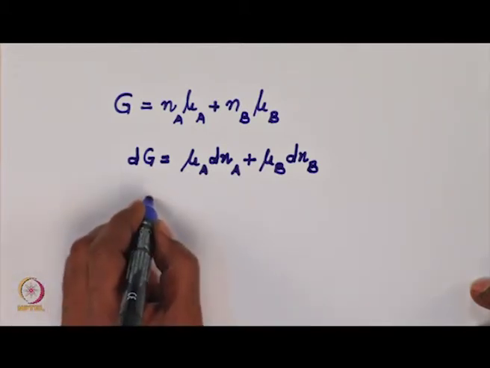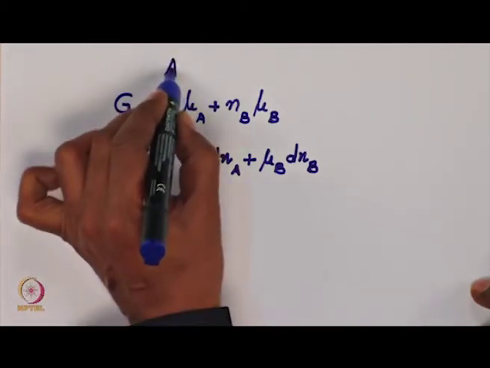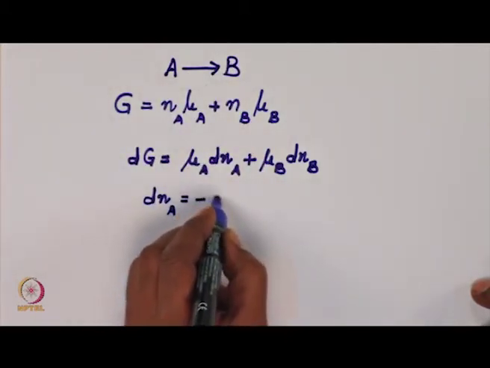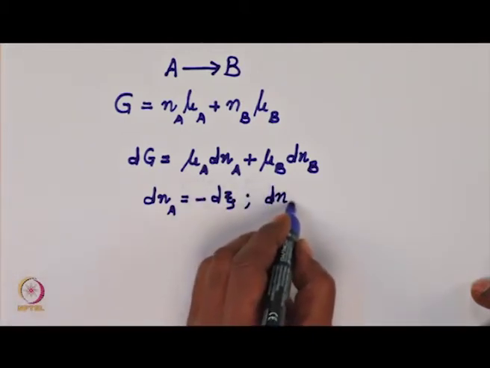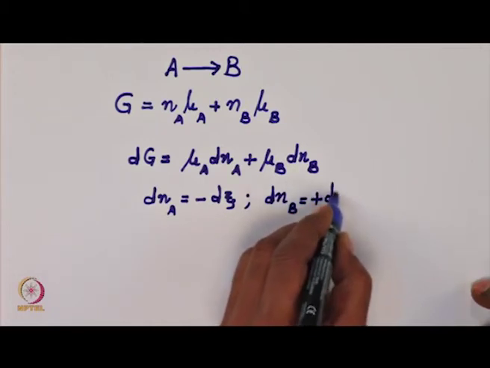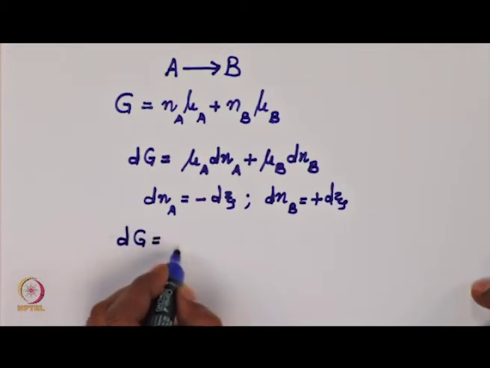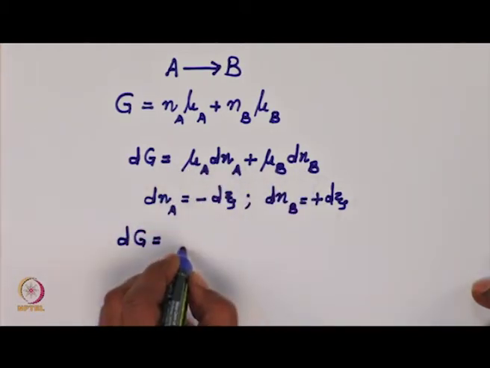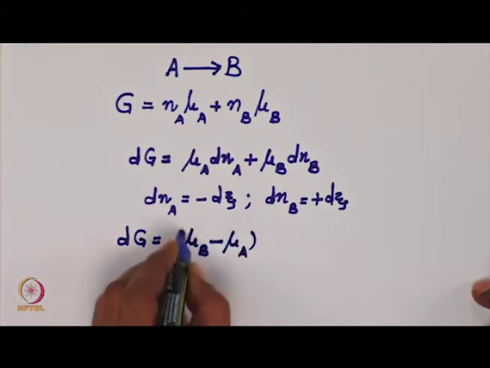And we have just shown or discussed that, because we are talking about A going towards B, dNA is equal to minus d xi and dNB is equal to plus d xi. Let us substitute this into dG. So dG is equal to, if I substitute in this, it will turn out to be mu B minus mu A into d xi.